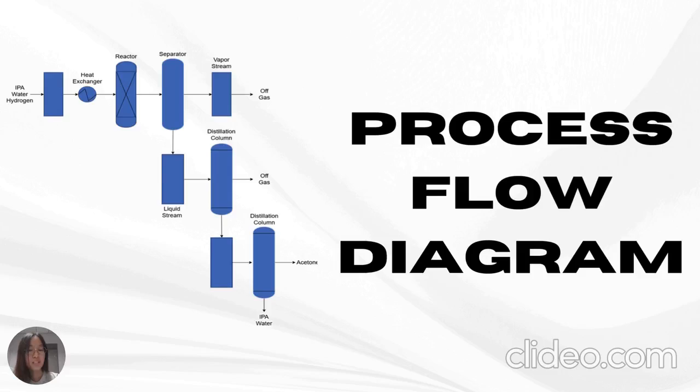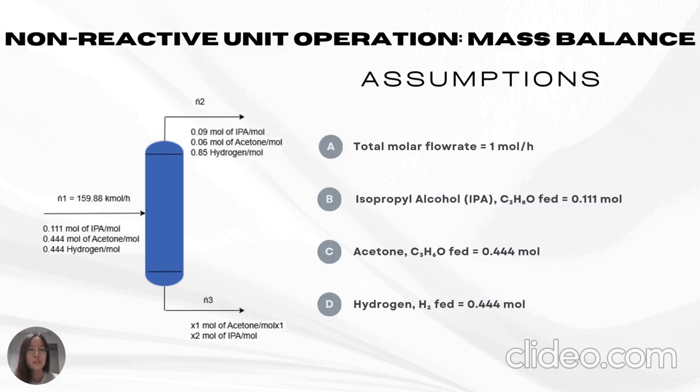First, we'll have a process flow diagram, which we produced from Microsoft Word. Now we'll start with the non-reactive unit operation. The unit we chose is a distillation column. First, we'll calculate the mass balance, and these are the assumptions we made for the calculation.